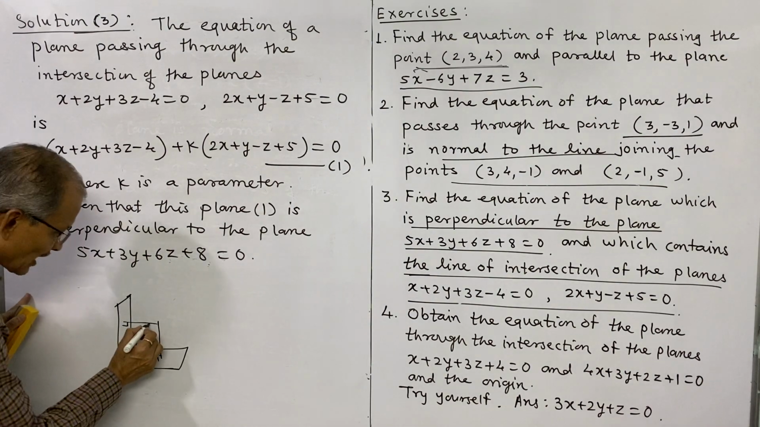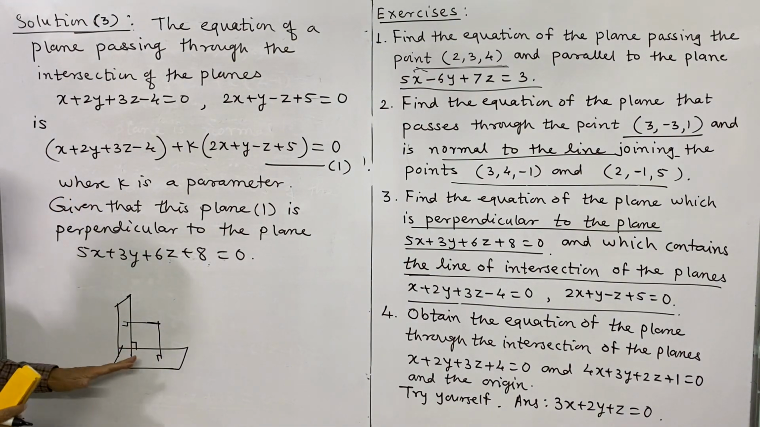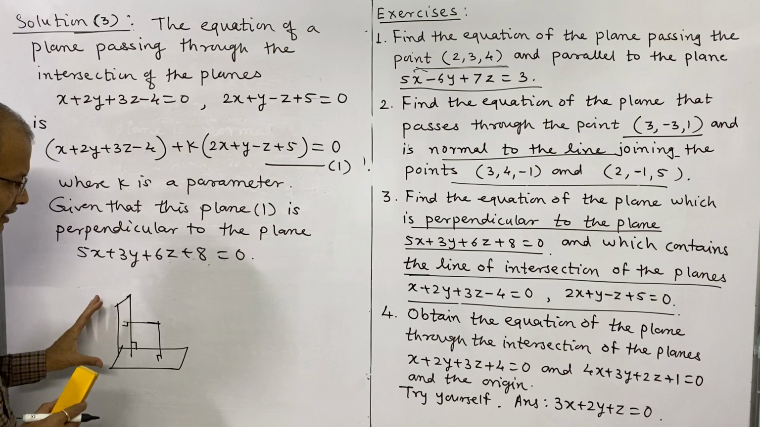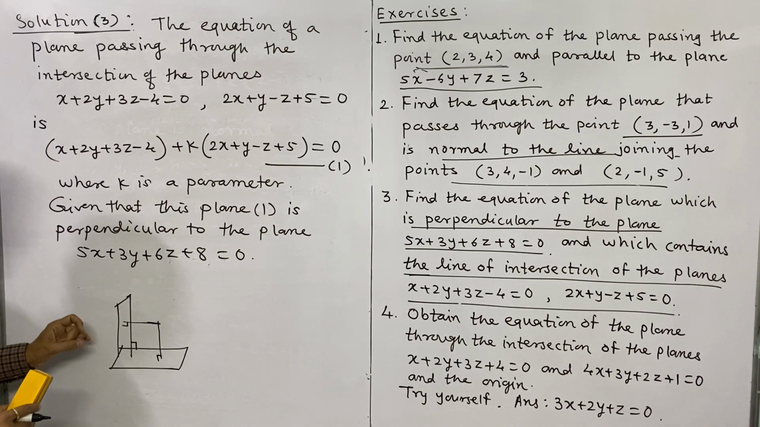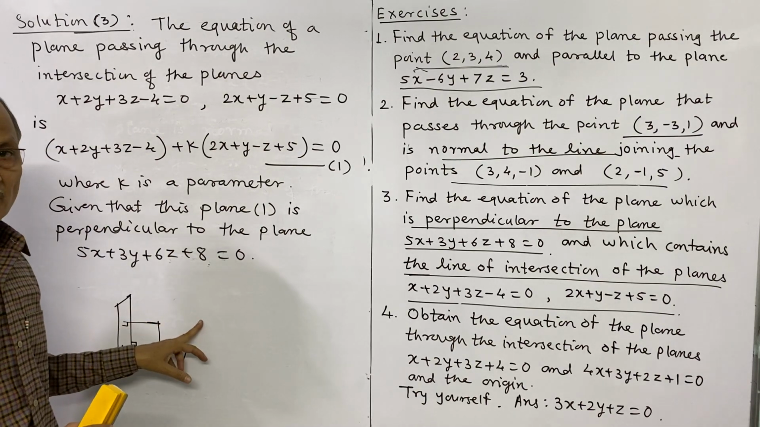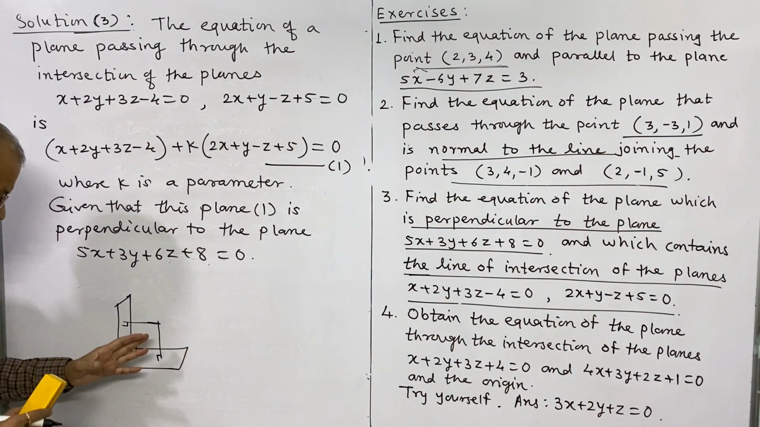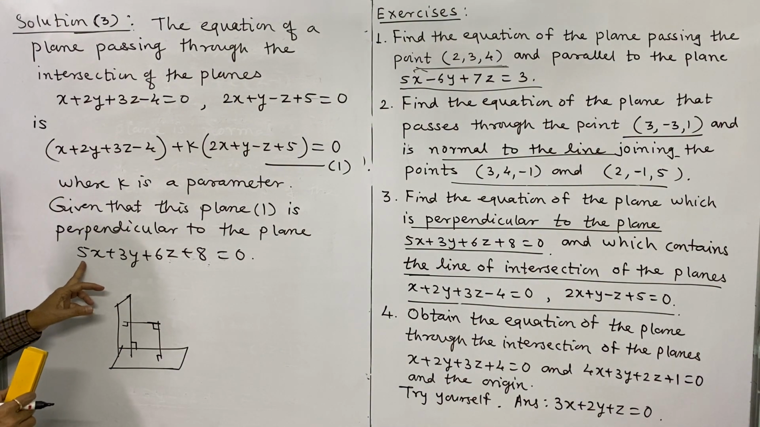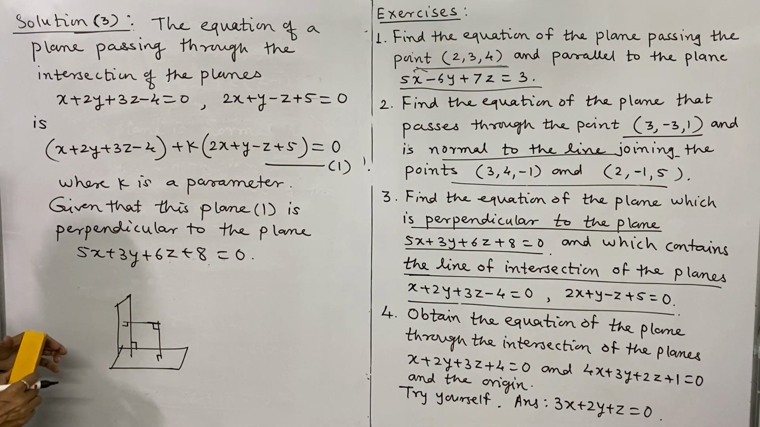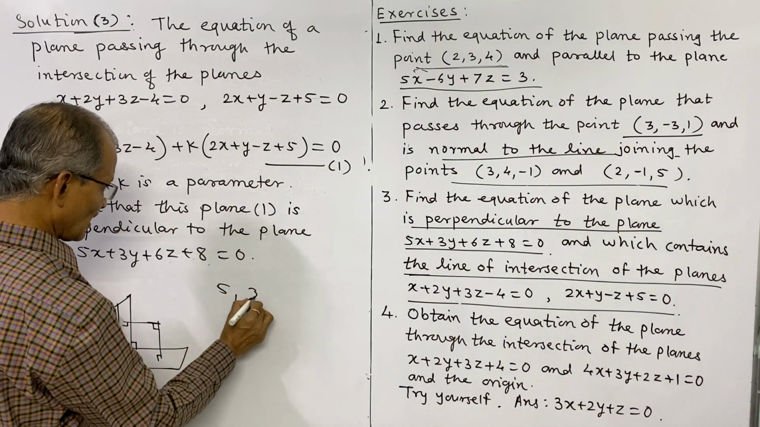And thus their normals are also perpendicular. But instead of going to the normal, we have the direct condition of perpendicularity of two planes. So we have written it as A1 A2 plus B1 B2 plus C1 C2 is equal to 0, and that is the condition for their normals to be perpendicular. And so what are the DRs of the normal to this plane? That are 5, 3 and 6.